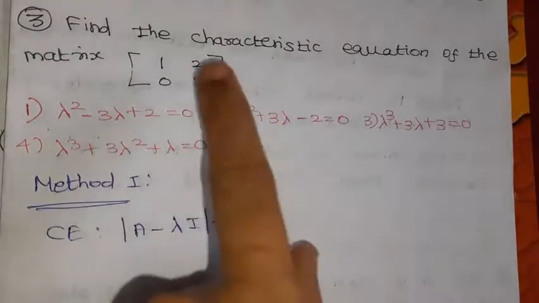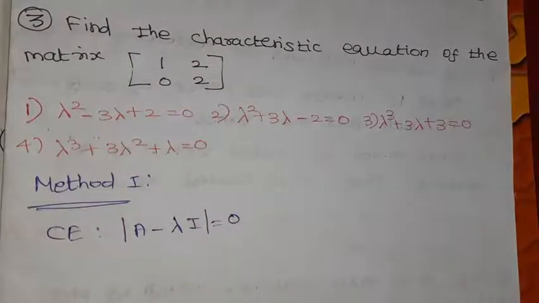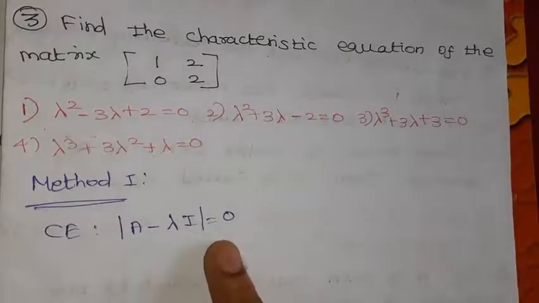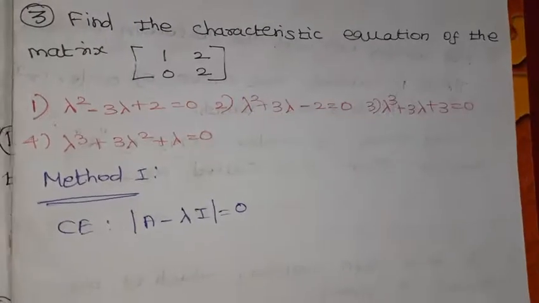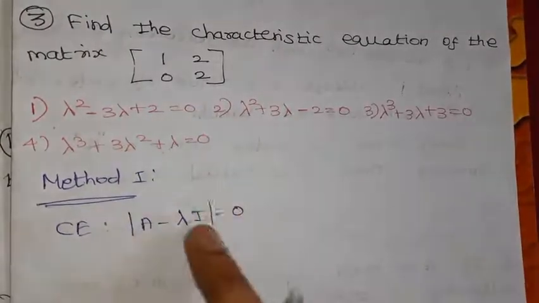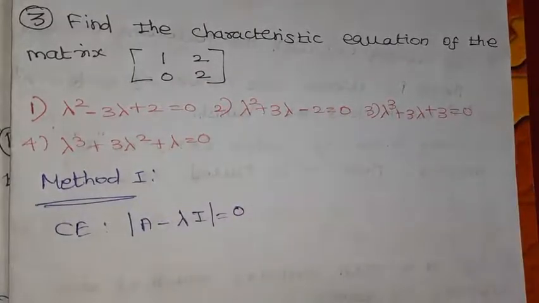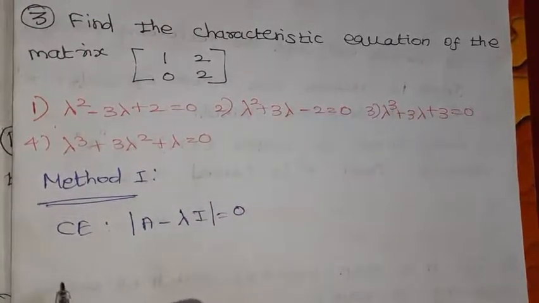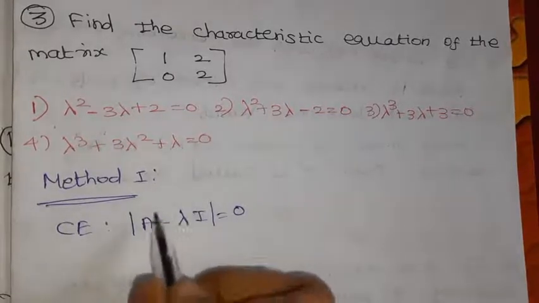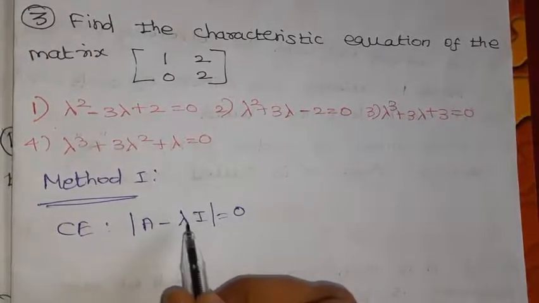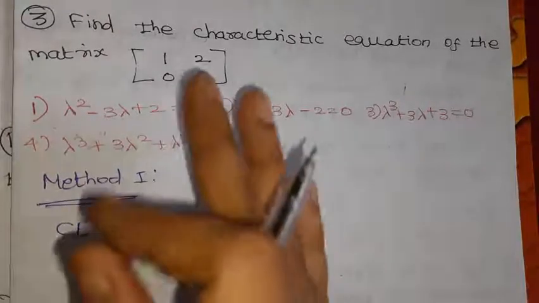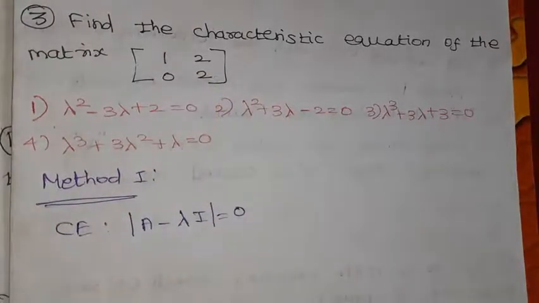What is A? A is nothing but the given matrix, lambda is the variable, then lambda into I, where I is a unity matrix. If it is a 2 cross 2 matrix, then I should be a 2 cross 2 matrix also. We'll write down A first. We'll find A and lambda I, then subtract these two, then find the determinant. We can then find the characteristic equation.